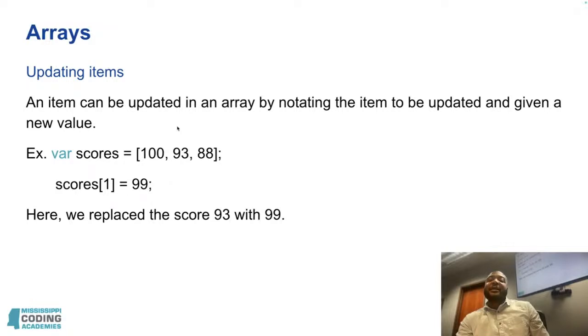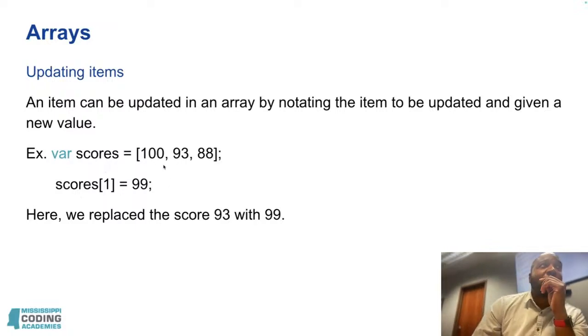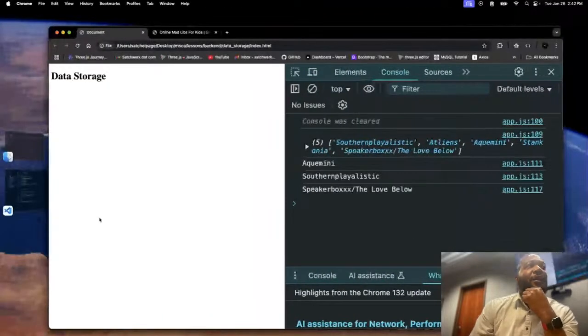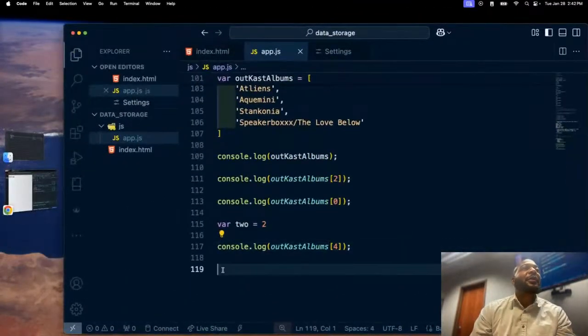Let's look at updating items inside of an array, because we can update them just like we can with variables. We can update a variable. We can update an item inside of an array, and it can be updated by notating the item to be updated and given a new value. So let's do this right here. We got some scores right here. Let's see, go back. So I'm going to see right below here.